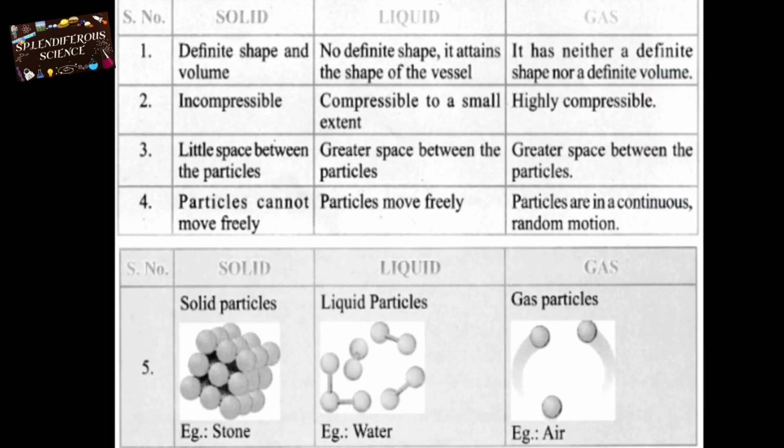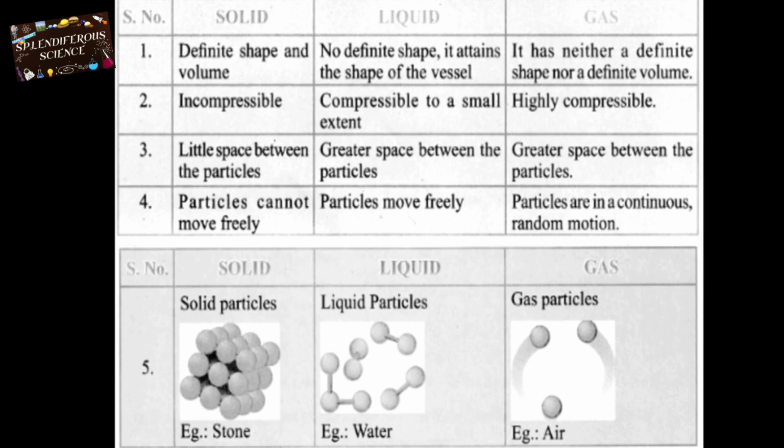We have the differences between the properties of solid, liquid and gas. The first point, solid has definite shape and volume. Liquid does not have definite shape. It takes the shape of the vessel. Gases neither have a definite shape nor a definite volume.